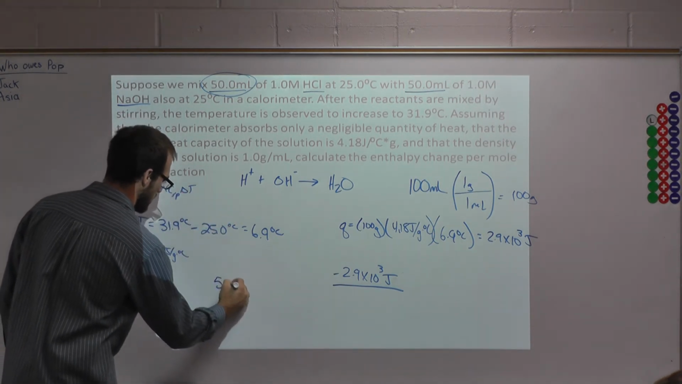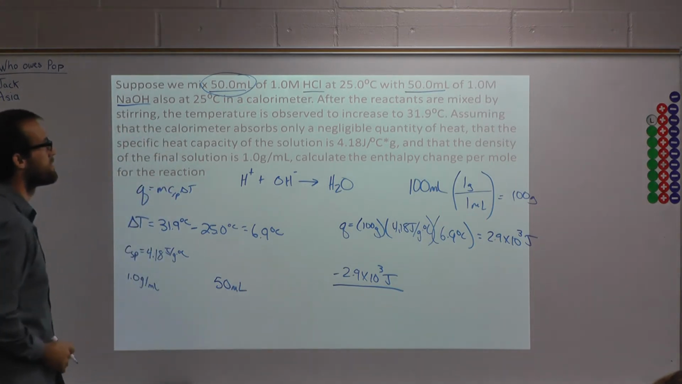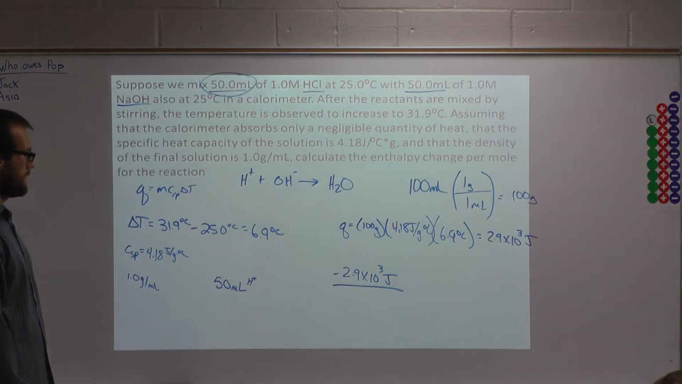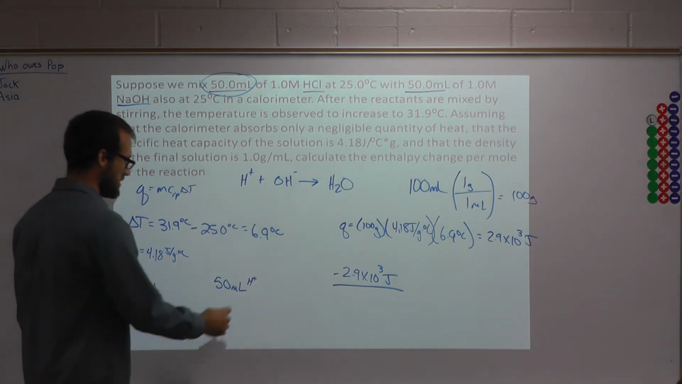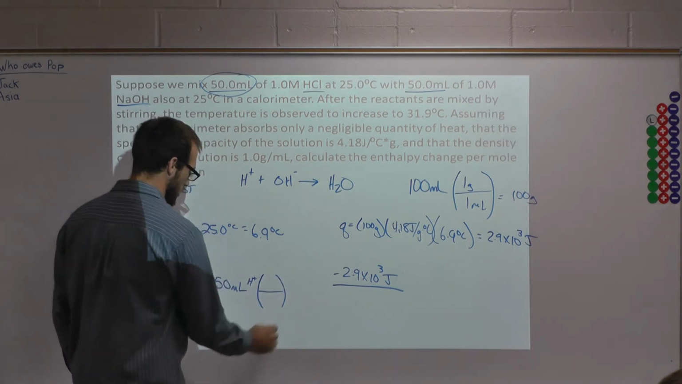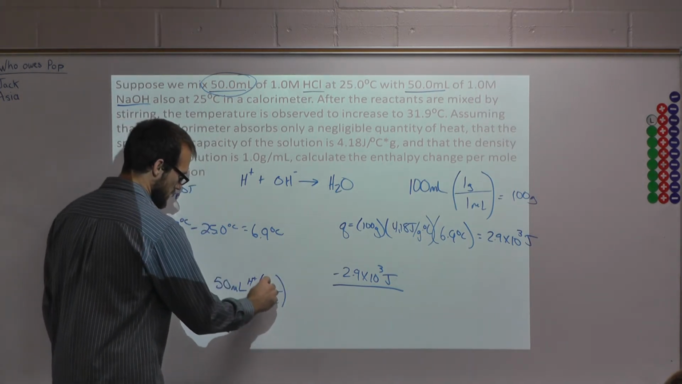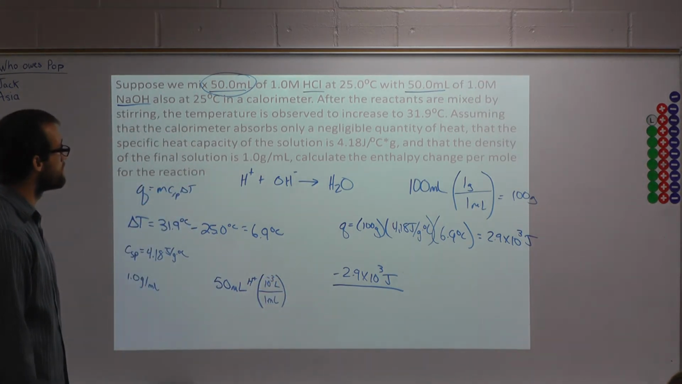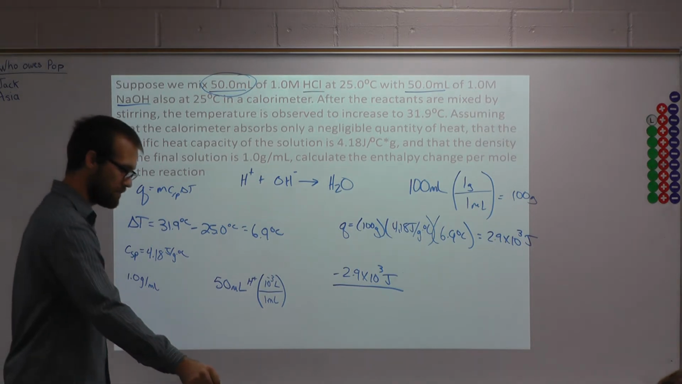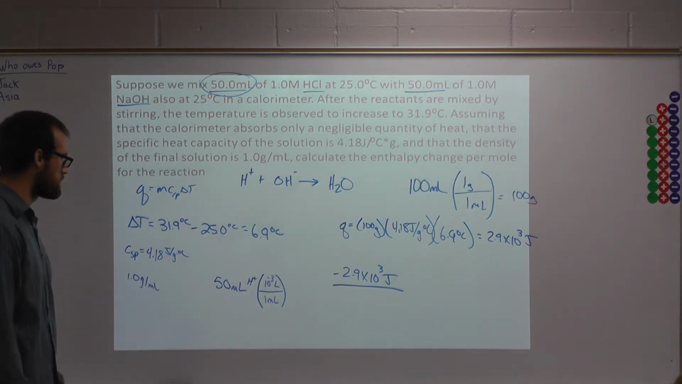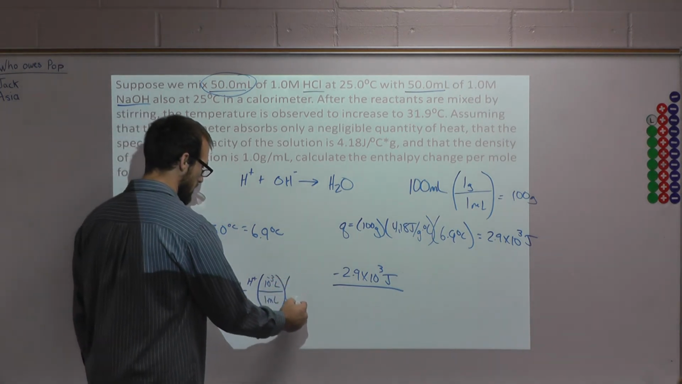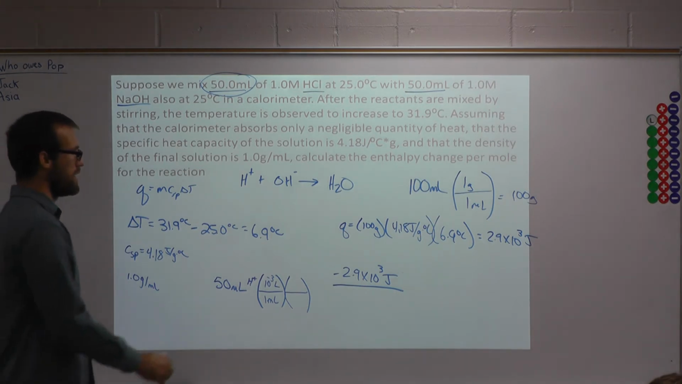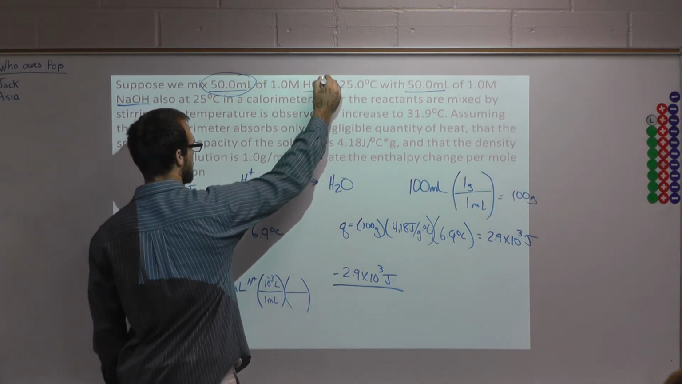So I have 50 milliliters. Now I'm going to say milliliters of my H plus here. Alright? I'm going to convert that to liters. The reason why I'm going to convert that to liters I'll show you in a sec. 1 milliliter is 10 to the negative third liters. Following so far? Then I'm going to figure out how many moles of H plus I have using something we did 2 chapters ago.